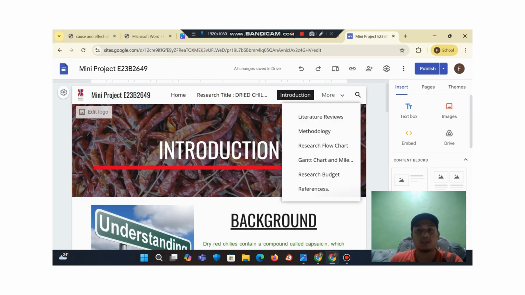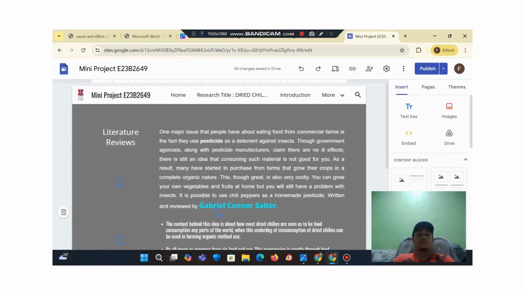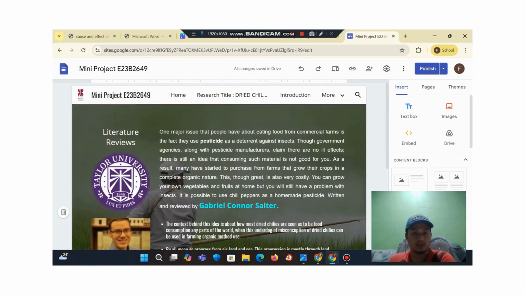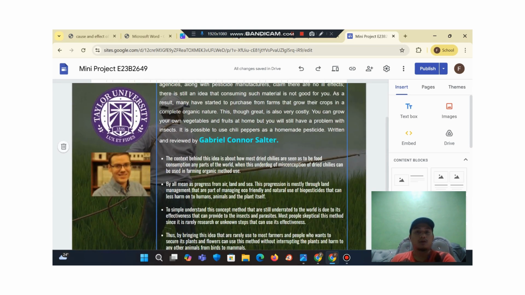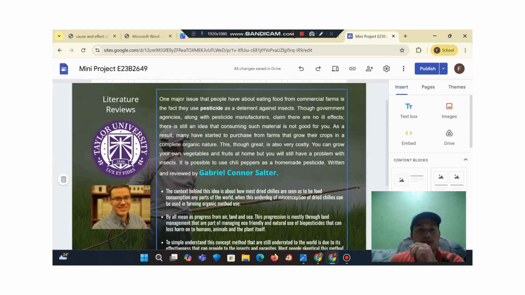So the next one is the literature review. As far as I know, a scholarship from Taylor University, from a professor, it might be wrong, named Gabriel Connor Salter, has written and reviewed this about the composites of using dried chili extract as a pesticide.